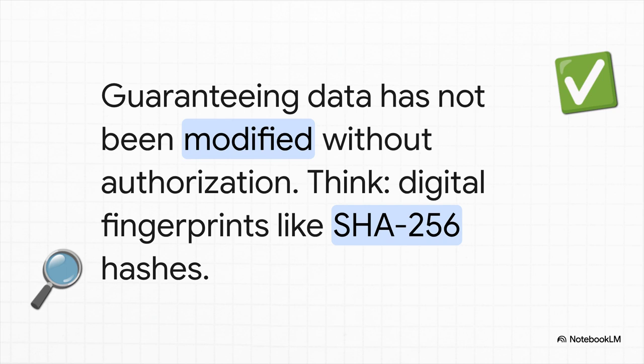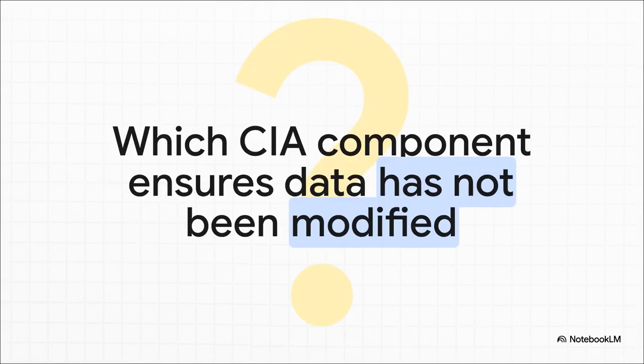Well, that's where something called a hash function comes in. It's like a digital fingerprint generator. It scans your file and creates this unique code. And here's the magic. If even a single tiny bit of that file is changed, the fingerprint changes completely. It's an instant red flag that something's not right. Okay, quick check. If you want to make absolutely sure your data hasn't been modified, that's integrity, through and through. It's the pillar that's all about keeping your information accurate.